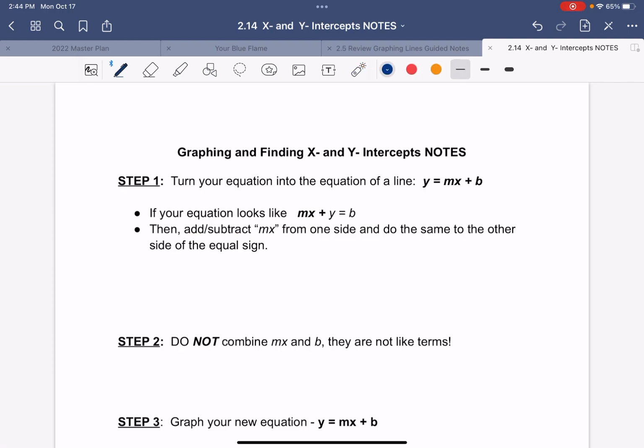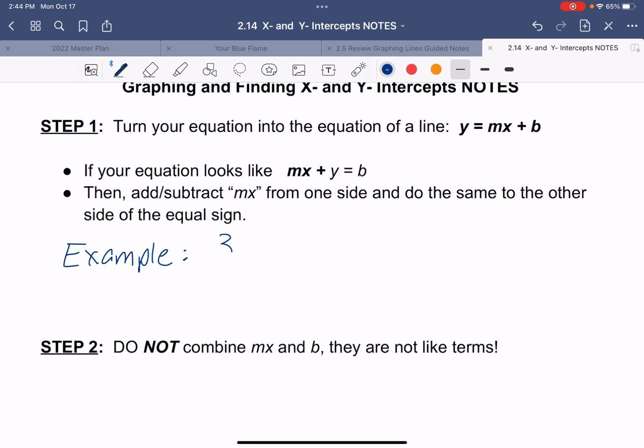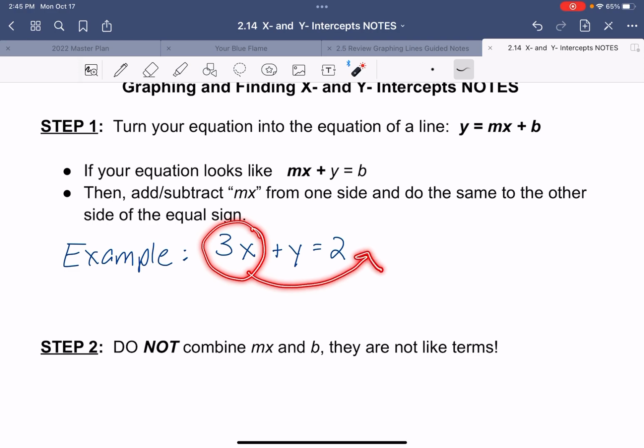Just follow along. As an example, I'm going to make this a little bit bigger here. Let's say we have 3x plus y is equal to 2. Well, I obviously have my mx and my y on the same side, but I need to get my y all by itself. So I'm going to take this and move it to the other side of the equation. Because this is a positive 3x, we want to get rid of it and subtract 3x from one side, and you're going to subtract 3x from the other side.